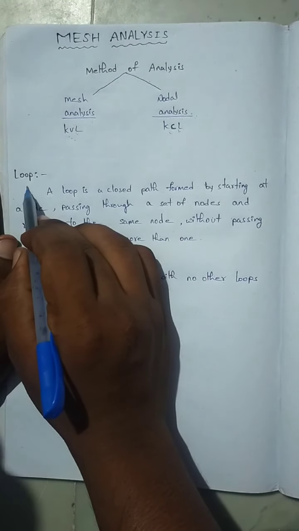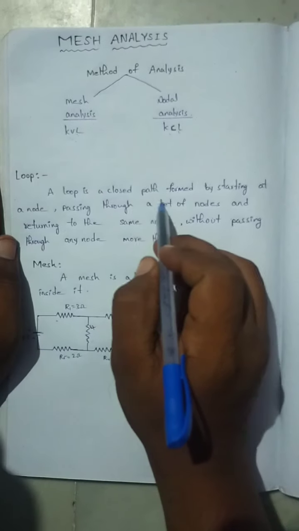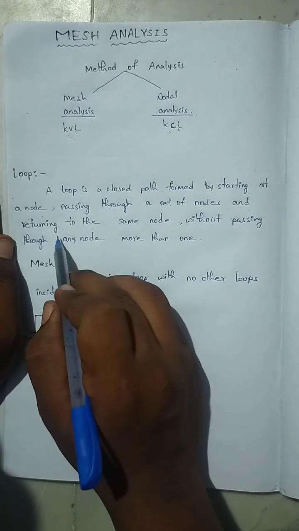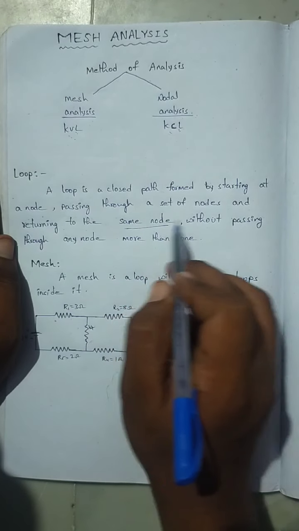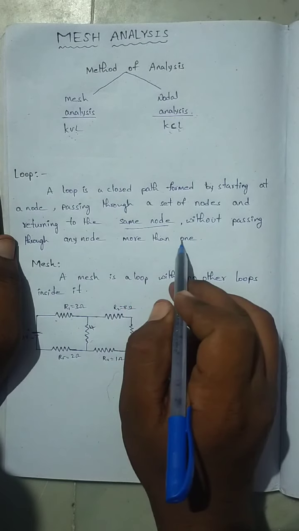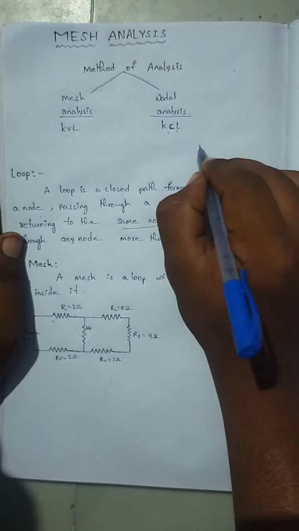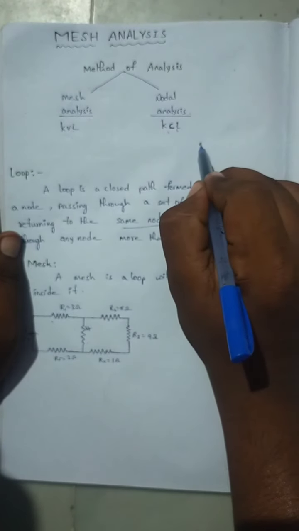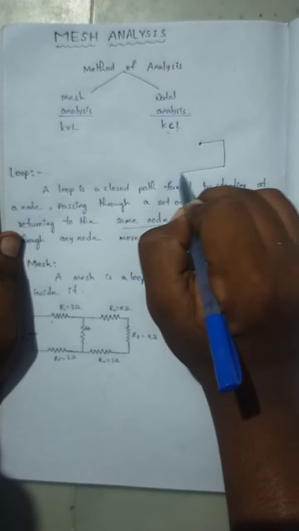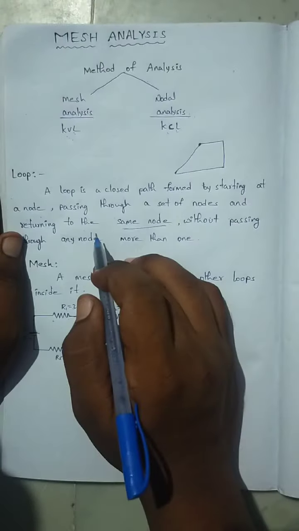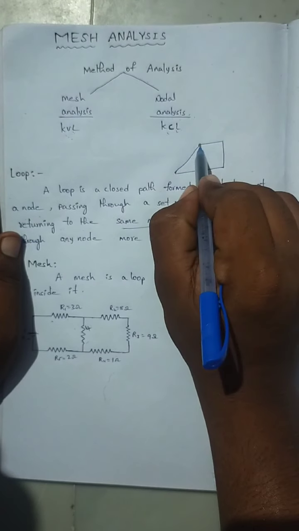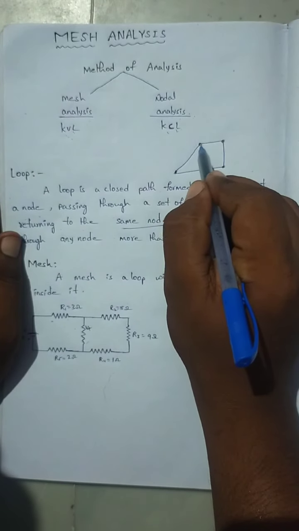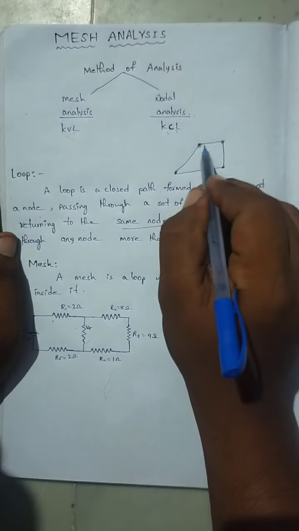First, we learn about the loop. A loop is a closed path formed by starting at a node, passing through a set of nodes, and returning to the same node without passing through any node more than once. Here this is one node, and starting at the node, this is one loop. So this is the loop.